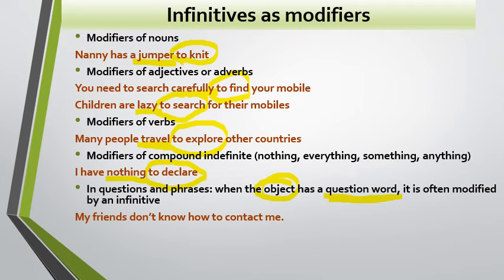Let's see. My friends don't know how to contact me. My friends is the subject. Don't know is the verb. How to contact me, this is all in the object position. Okay? You remember last time when we spoke about noun clauses. But here you see that this is the object, and it has a question word. What's the question word here? It is how. And usually they say it is modified by an infinitive.